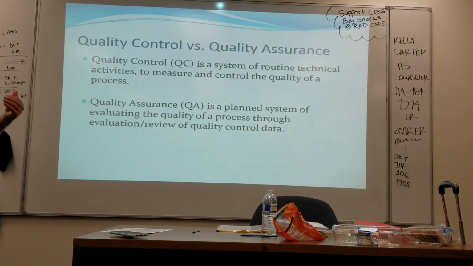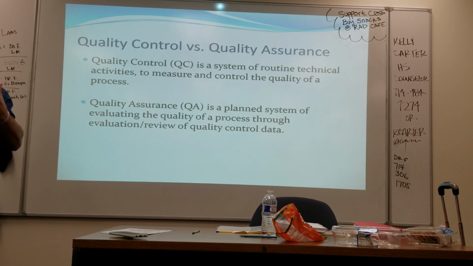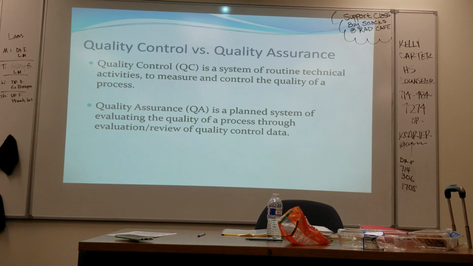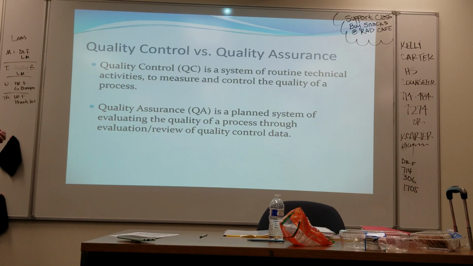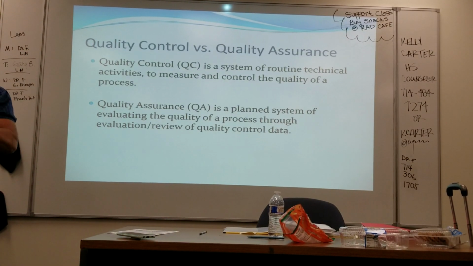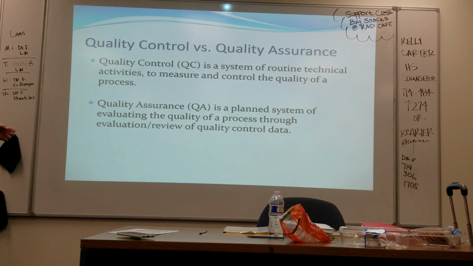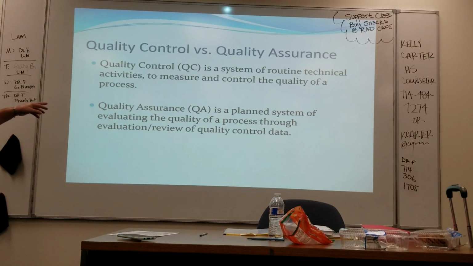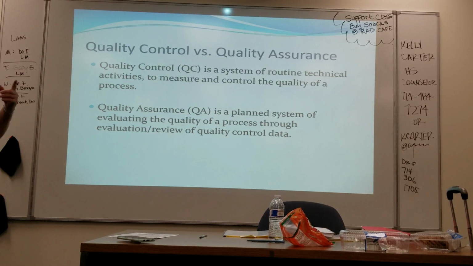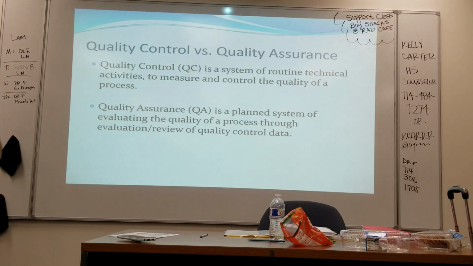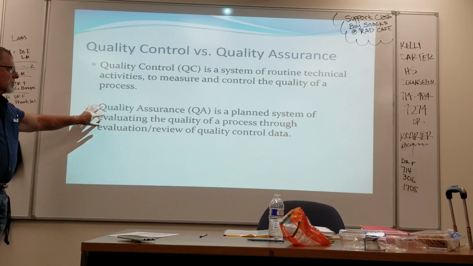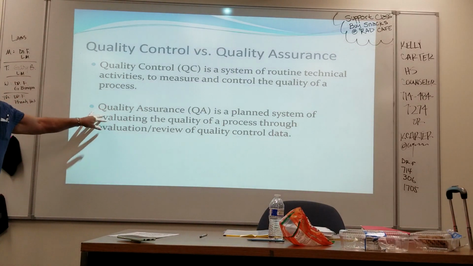First of all, realize the difference between quality control and quality assurance. People tend to use these terms interchangeably, and they're very, very different. Quality control is a system of routine technical activities to measure and control the quality of a single process. Quality assurance is the planned system of evaluating the quality of a process through evaluation and review of quality control data. So you perform quality control tests, and the results of those tests, when taken together, become the results of your quality assurance program.